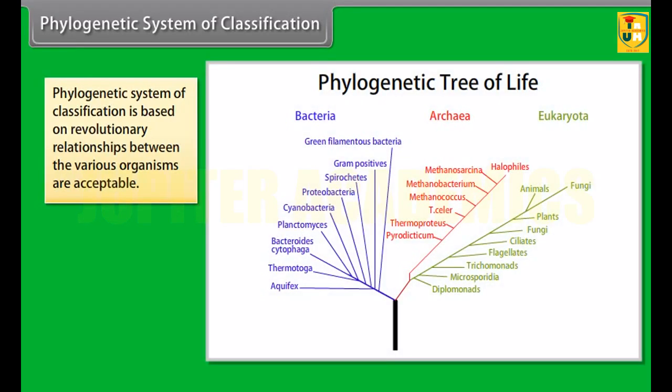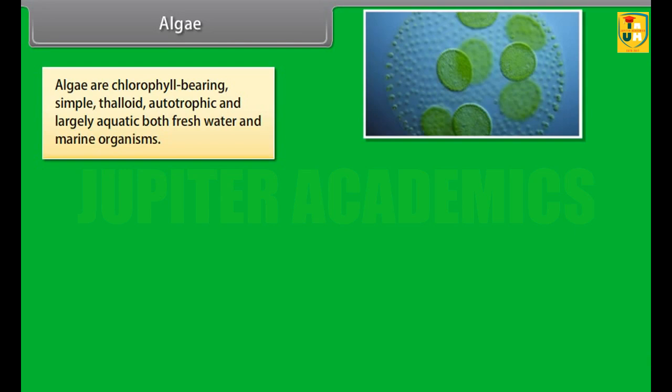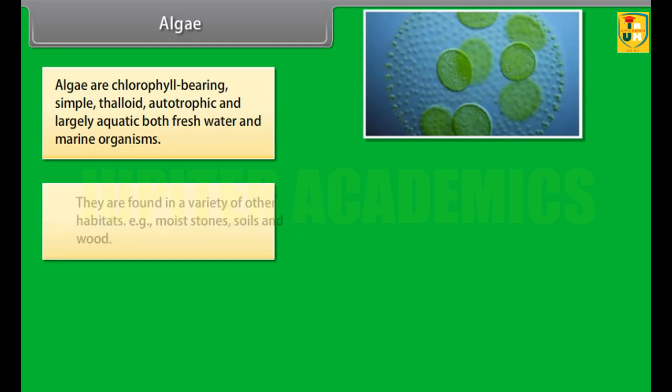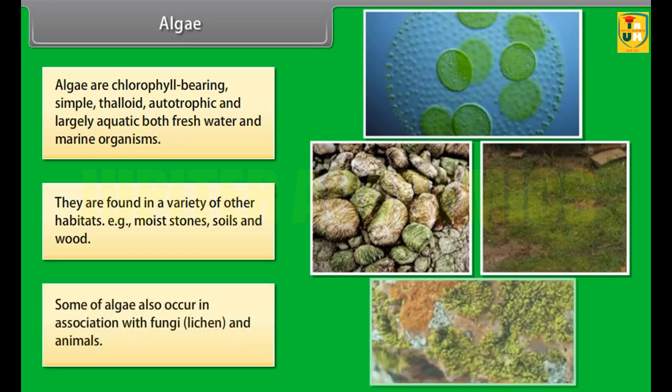Phylogenetic system of classification. Phylogenetic system of classification is based on evolutionary relationships between the various organisms. According to this system, organisms belonging to the same taxa have a common ancestor. Algae. Algae are chlorophyll-bearing, simple, thalloid, autotrophic, and largely aquatic, both freshwater and marine organisms. They are found in a variety of other habitats as well. Example: moist stones, soils, and wood. Some of algae also occur in association with fungi, lichen, and animals.